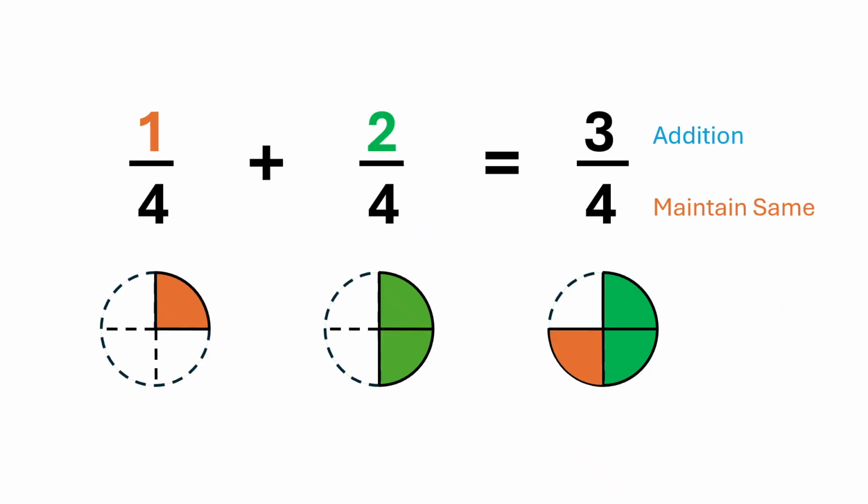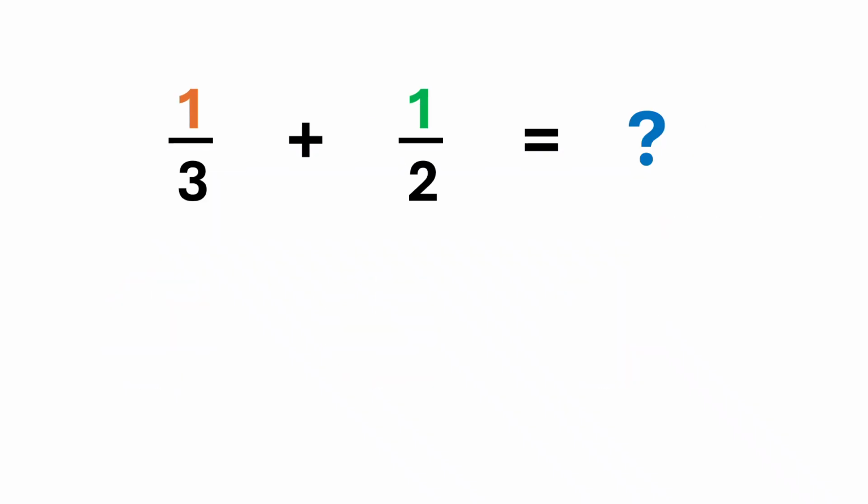Remember we had learnt addition for like fractions, like 1/4 plus 2/4? They had the same unit fraction. Both were in quarters. So we just added the numerators and maintained the denominator. But 1/3 and 1/2 are not the same unit. Can we change them into the same unit fraction?